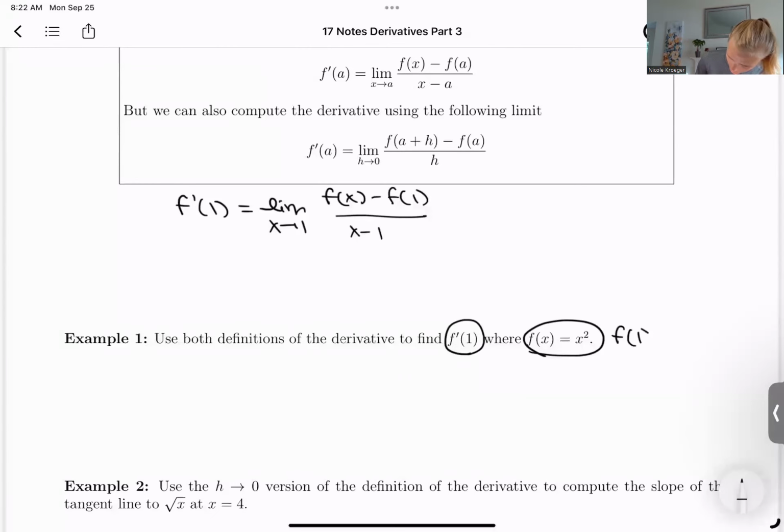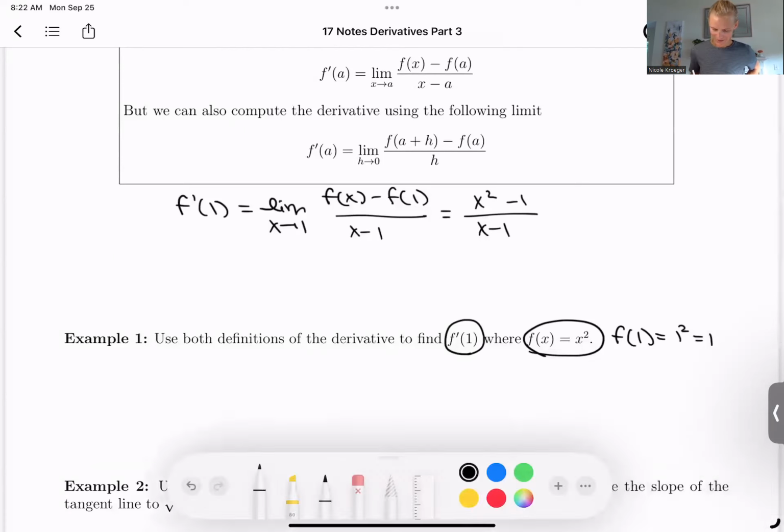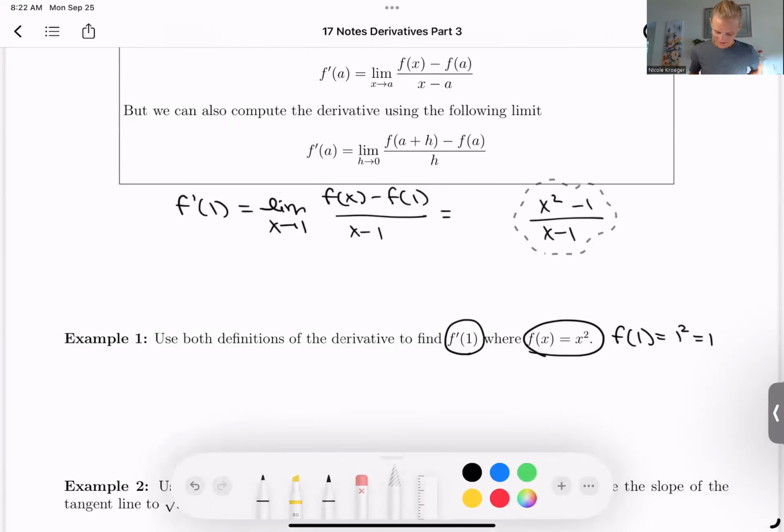We notice here that f of 1 is just 1 squared, which is 1. Okay, so we're going to have x squared is f of x, minus 1 is f of 1, over x minus 1. I forgot my limit there, guys. You should be calling me out on that right now. So this is still a limit as x approaches 1.